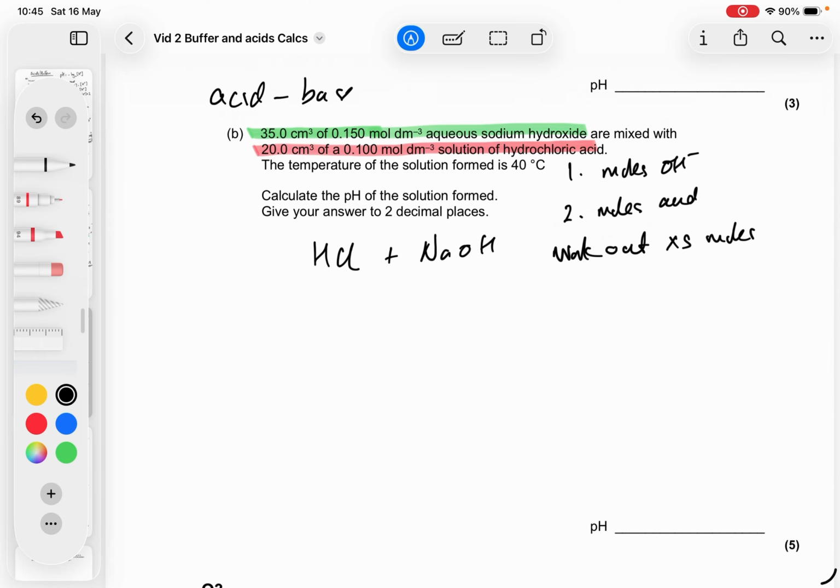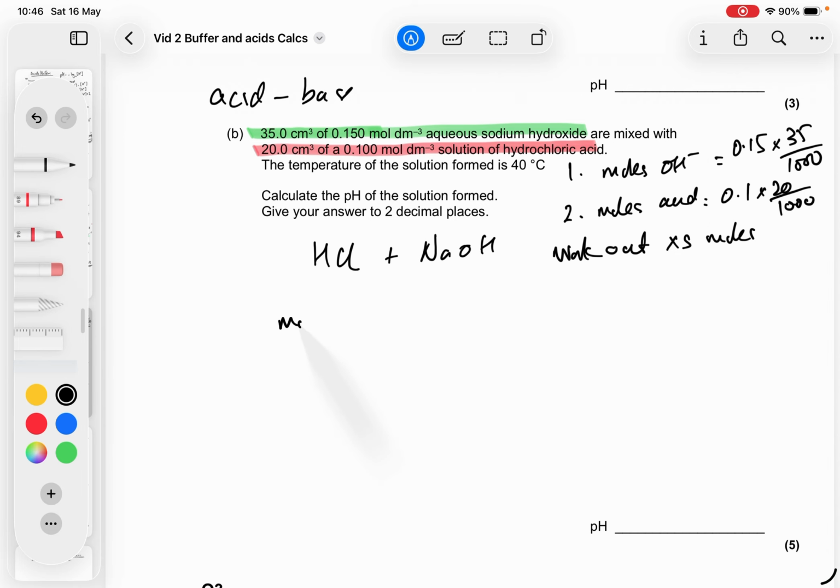It's very important that when you have a titration calculation of this nature, the moles can be calculated for both. So 0.15 times 35 over 1000 gives you the moles of hydroxide. And 0.1 times 20 over 1000 is going to give you the moles of acid. And let's work out the excess moles.